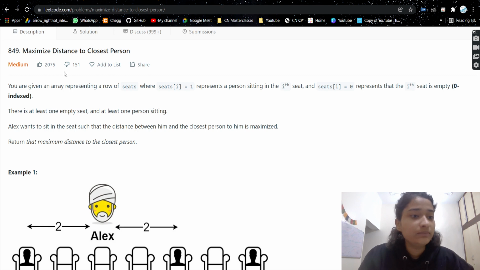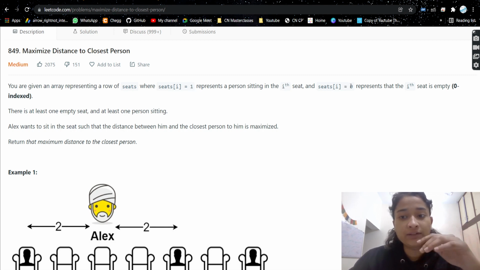So the problem is maximize distance to closest person. A very interesting problem. You are given an array representing a row of seats where seats[i] is equal to 1, representing a person sitting in the ith seat. Means if the value is 1, there is a person sitting on that particular seat, ith seat. And if the value is 0, that seat is empty.